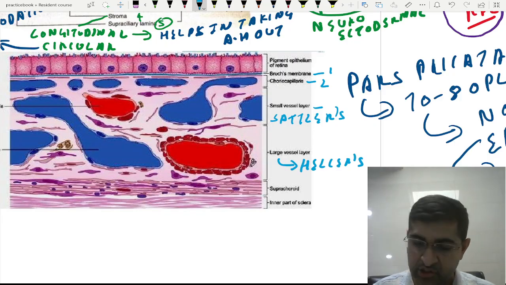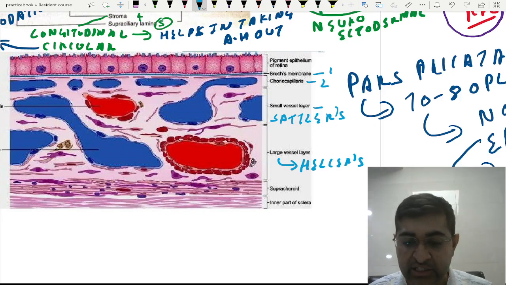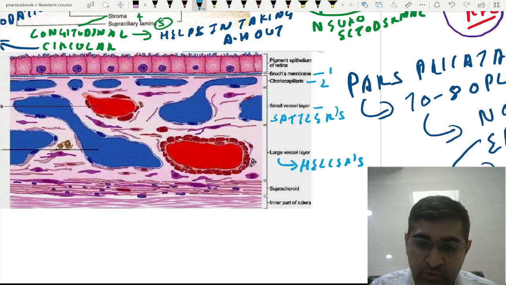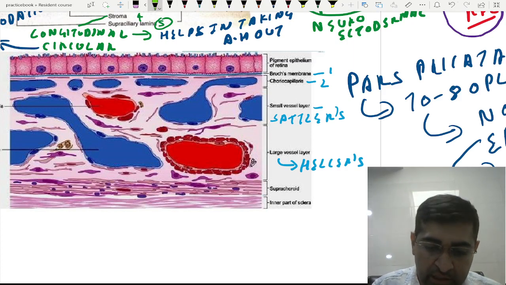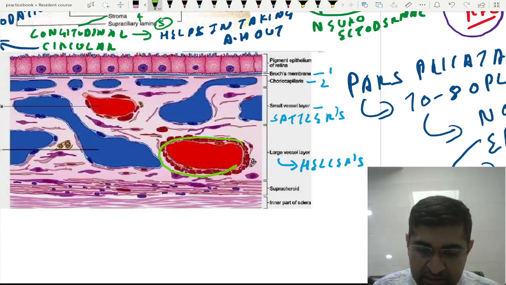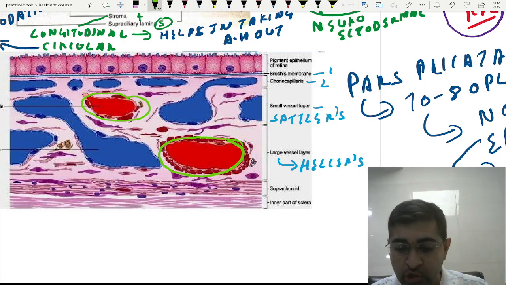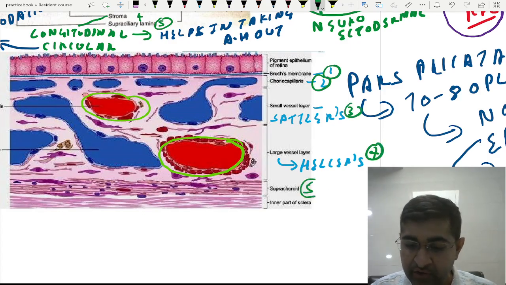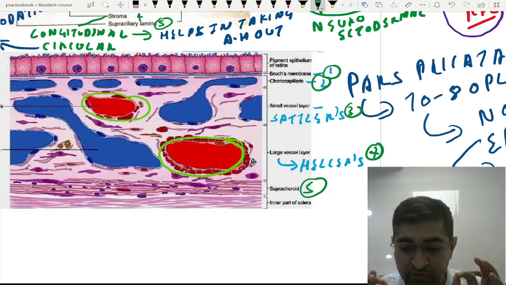All right, so Sattler's layer is a small vessel layer. Haller's layer is a large vessel layer. Can you see the large vessels? Yes. Can you see relatively small vessels? Yes. And the outermost layer is known as suprachoroid. So how many layers have we done? First, second, third, fourth, and fifth. So these are the 5 layers of the choroid.